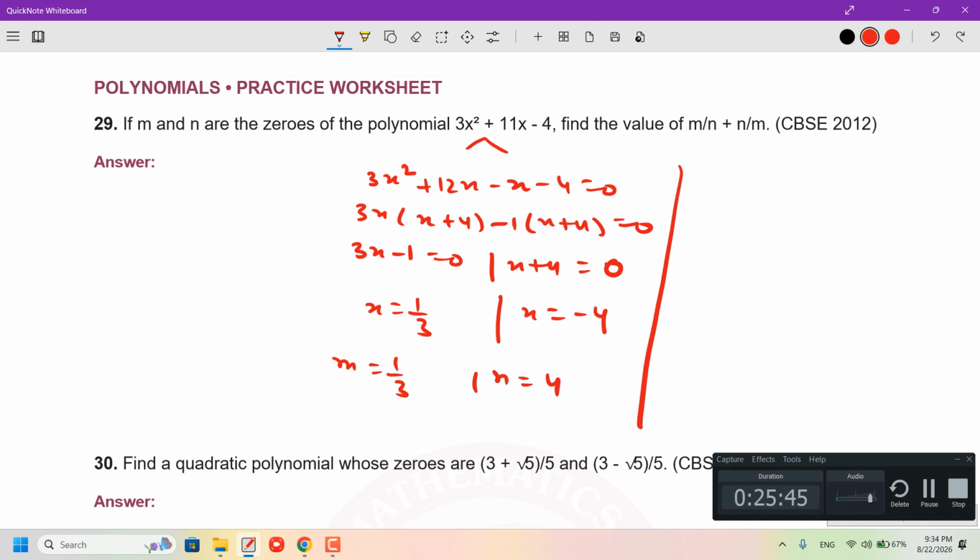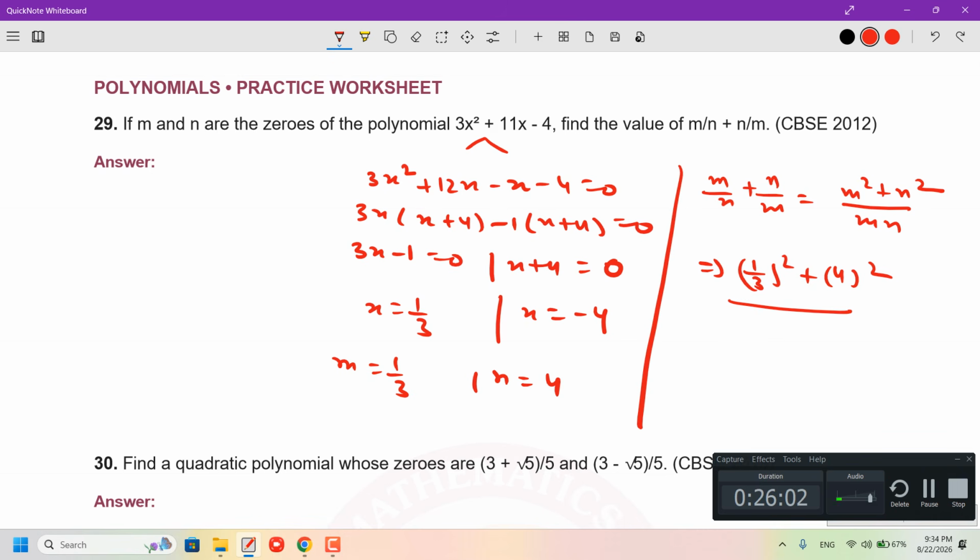Now what we need to find out is m upon n plus n upon m, which with LCM mn is m square plus n square upon mn. So this is 1 upon 3 squared plus 4 squared upon 1 upon 3 into 4. So 1 upon 9 plus 16 upon 4 by 3. So 145 upon 9 into 3 by 4. So 3 threes are 9. That is 145 upon 12.